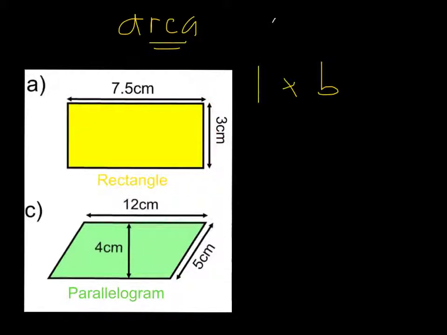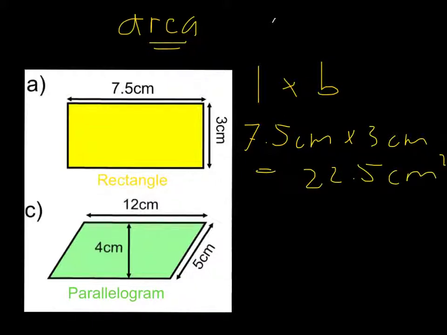So all we have to do is 7.5 centimeters times 3 centimeters, and if you put that on a calculator we'll end up getting 22.5 square centimeters. So that's how to get the actual area of a rectangle.